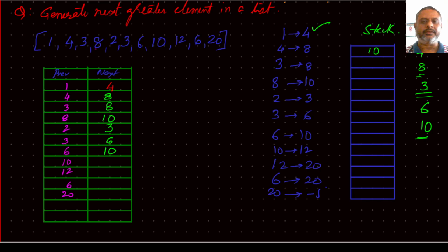So who is next after 10? It is 12. Is 12 greater than 10? 10 is on the top of the stack. So is 12 greater than 10? Of course, yes. Therefore, 10's output is 12 and 12 gets onto the stack. Then who is there next? Next is 6. Is 6 greater than 12?